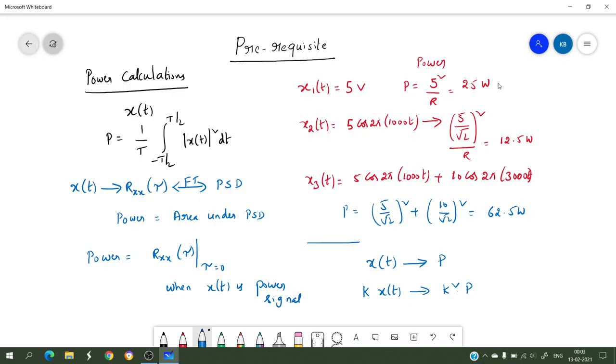Now let us see one of the most important topics, which is continuously used in communication: the Fourier transform. Without this Fourier transform, there is no communication, because using this Fourier transform, we can identify the frequencies. Let us see the formula for this Fourier transform.